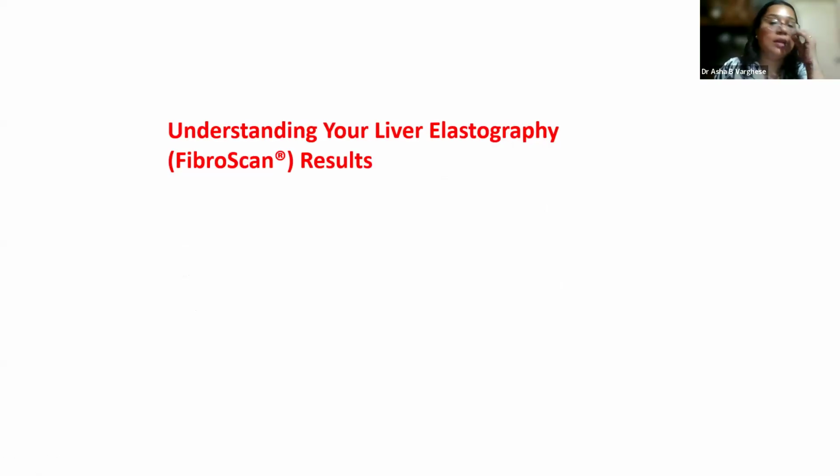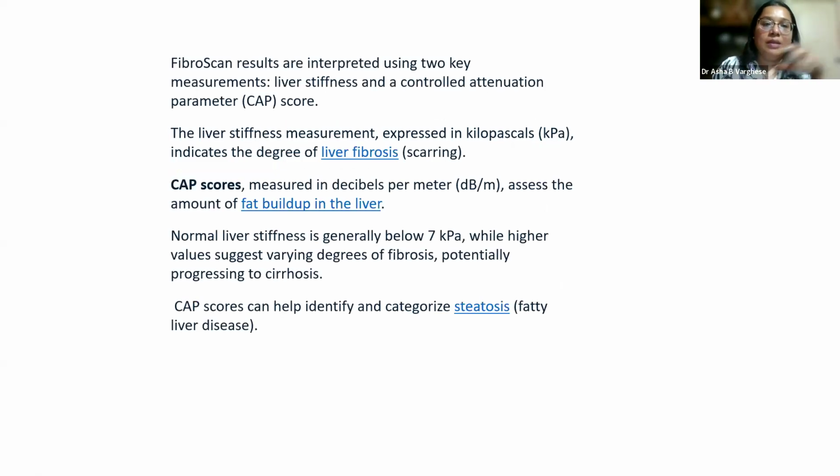How can you understand your liver elastography or fibroscan results? In fibroscan, you have two things to look at. One is the fibrosis level, and the other is the fat deposit level, the CAP score. So fibroscan results are interpreted using two key measurements: liver stiffness, that is fibrosis, and the controlled attenuation parameter, the CAP score. Whenever you do the fibroscan, you will get both results. There is one example which we can see later.